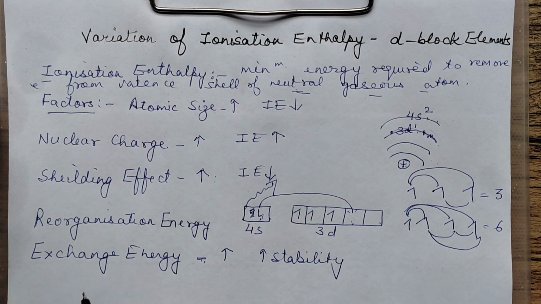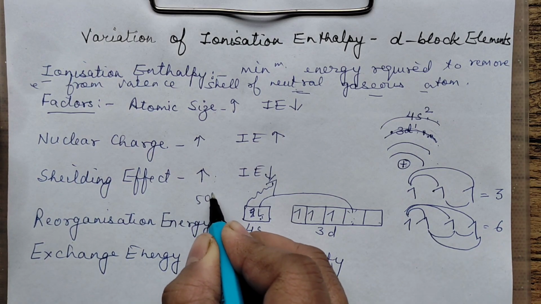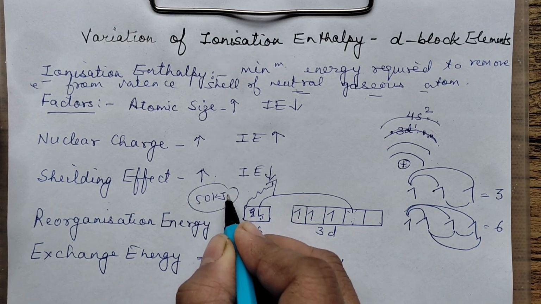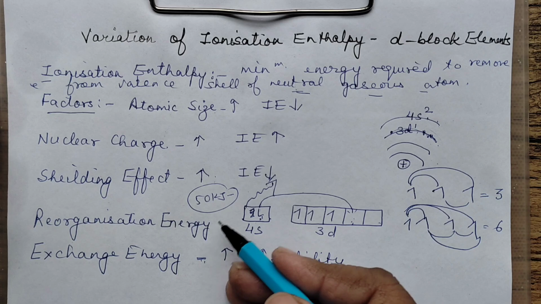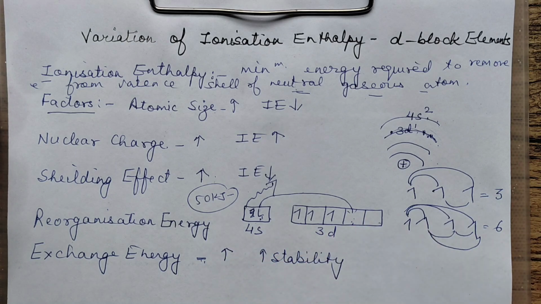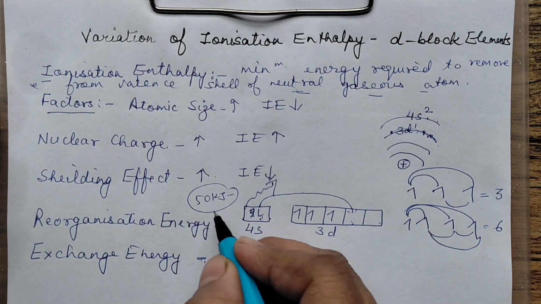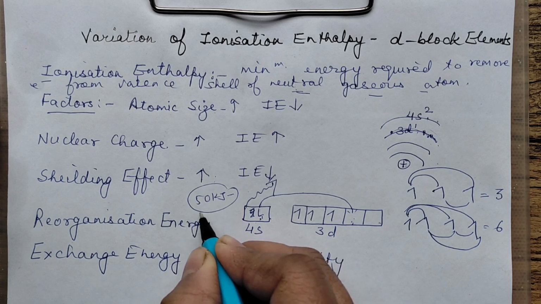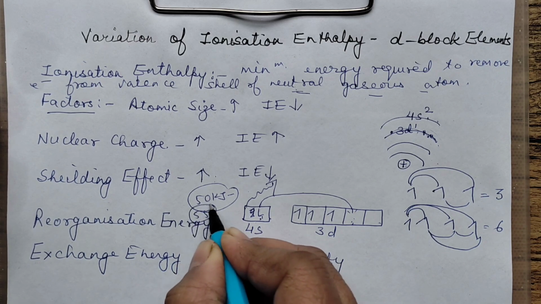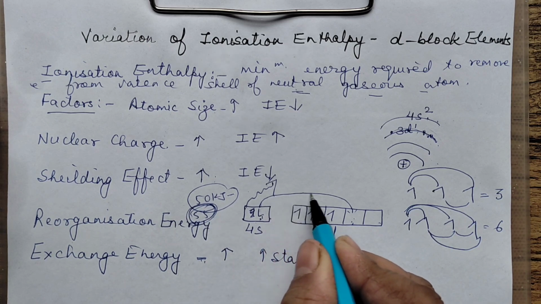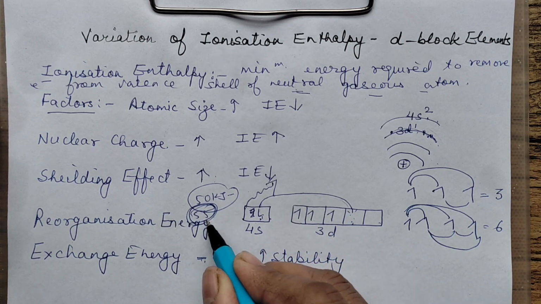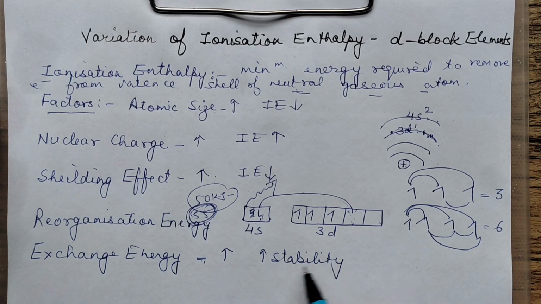Right. So suppose we say 50 kilojoules per mole is the energy required for excitation. 50 kilojoules per mole is required for the excitation of the electron. The atom will say absorb around 55. Out of 55, maybe 2 kilojoules are required for reorganization. The extra 3 are given out in the form of the exchange energy.